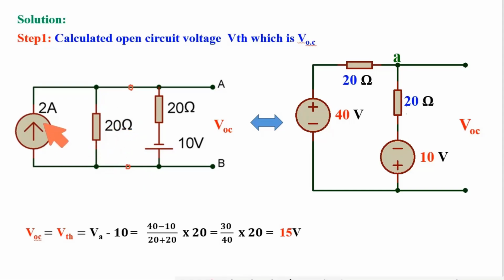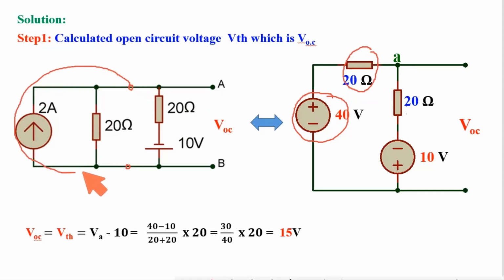In that case, this 2 amp is flowing through this 20 ohm. So 2 multiplied by 20, that will be 40 volt, that is the VTH, this one. And for RTH in this circuit, this current source will be open, so the 20 ohm resistance is RTH. So this portion of the circuit has been converted into a voltage source and a single resistance by using Thevenin.